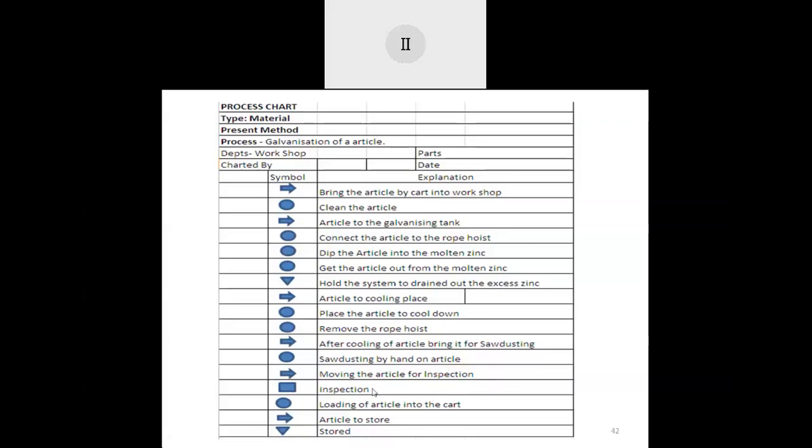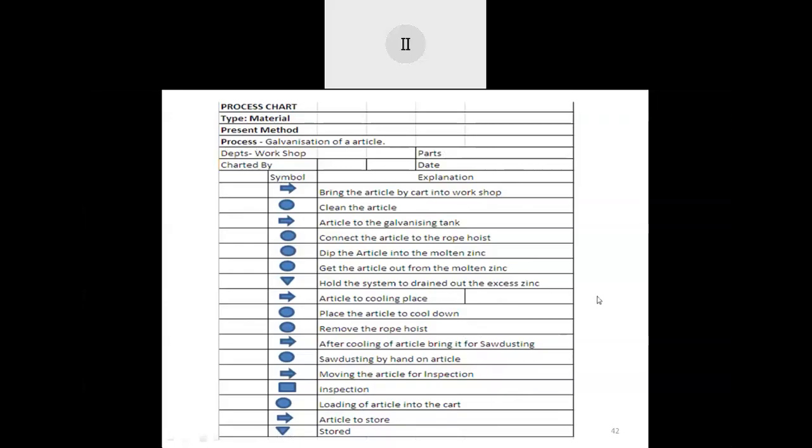Then after inspection, we need to load this article into the cart. And again, after all the processes have been done, the article needs to be taken to the storage, the inventory. Then the next process is store, which means some hold. So in this way, we will need to make our process chart.